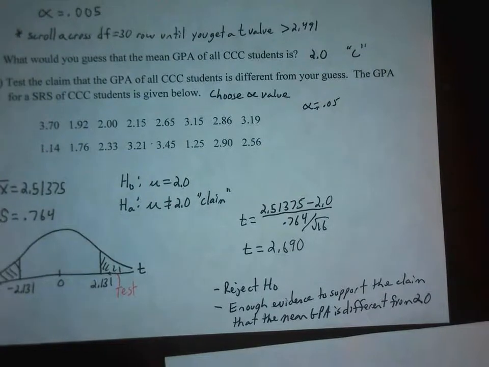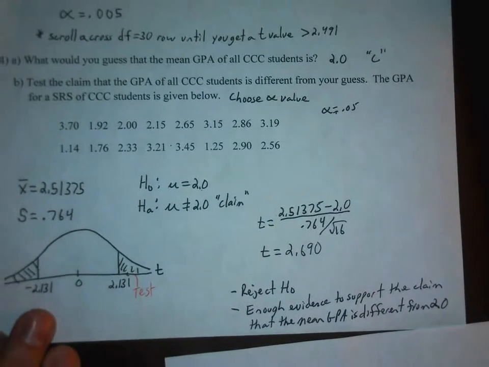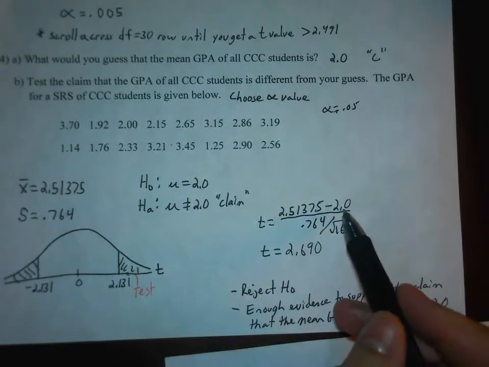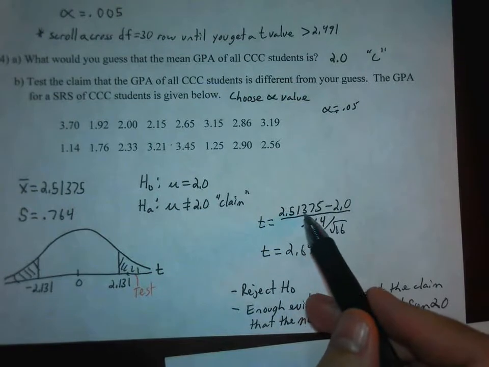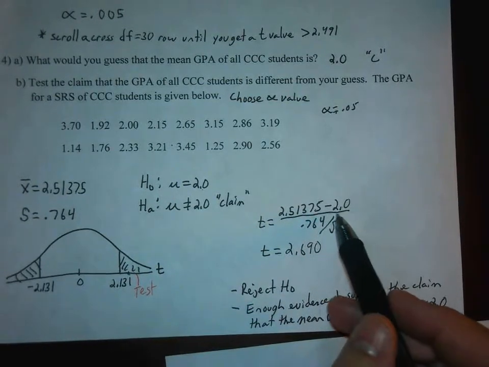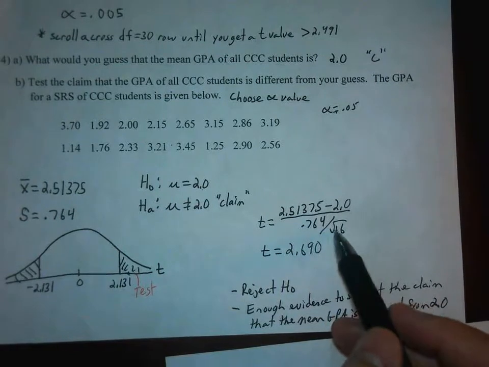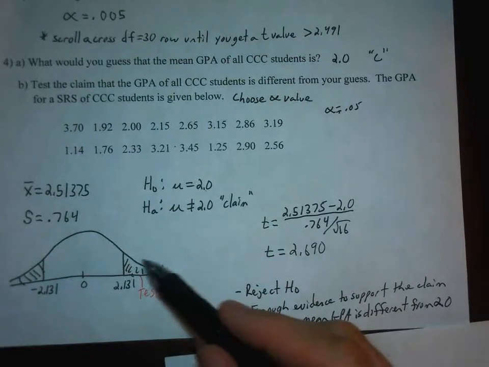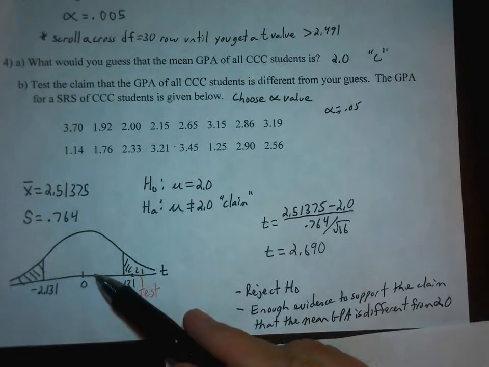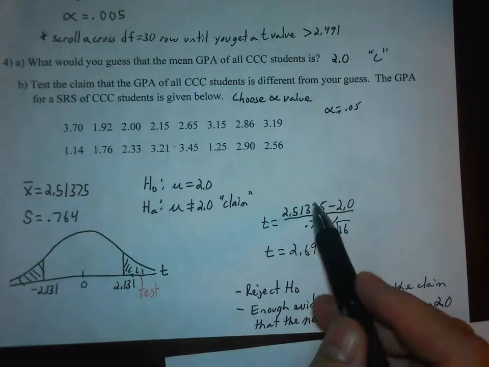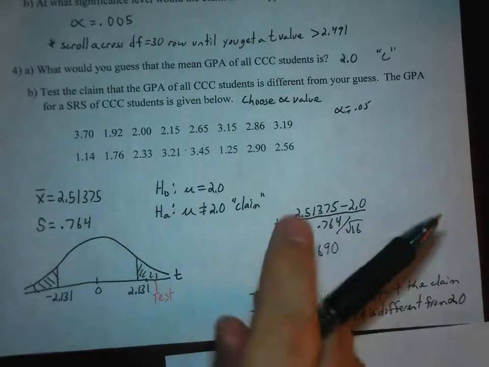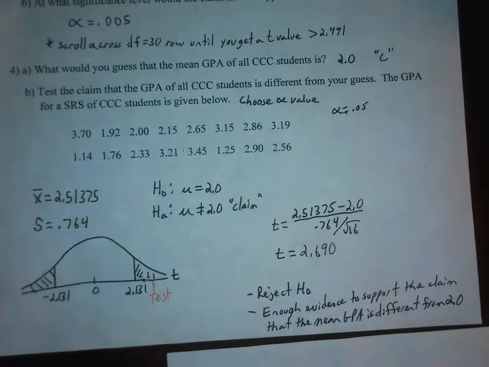So my decision would be to reject H0, and there's enough evidence to support the claim that the mean GPA is different from 2.0. If you guessed like 2.5, then 2.51375 minus 2.5 divided by your standard deviation over the square root of n, that's going to be a very small t-value, like point something. So that would mean you would fail to reject H0. So the closer you are to 2.51375 for your guess, the more likely you are to fail to reject H0.